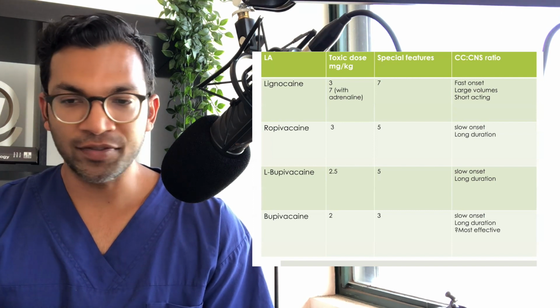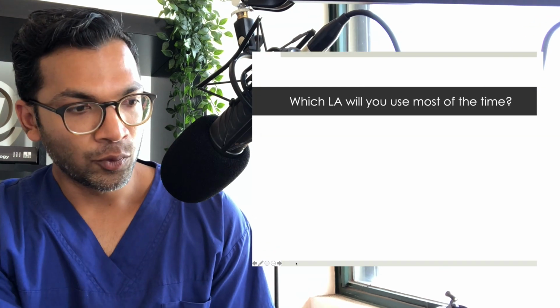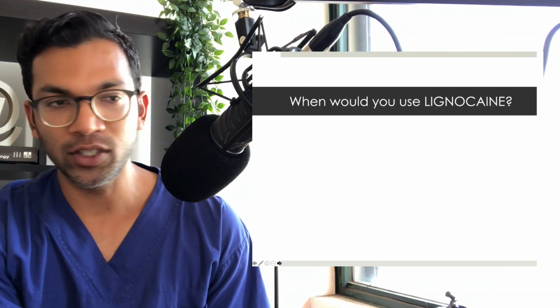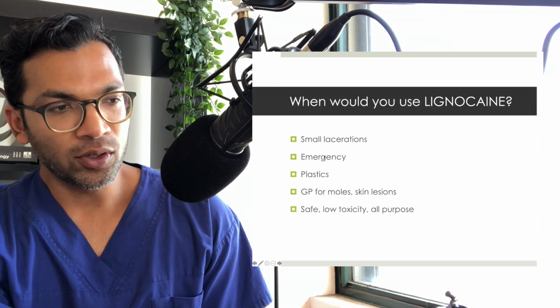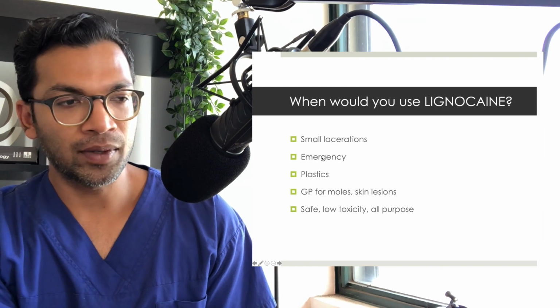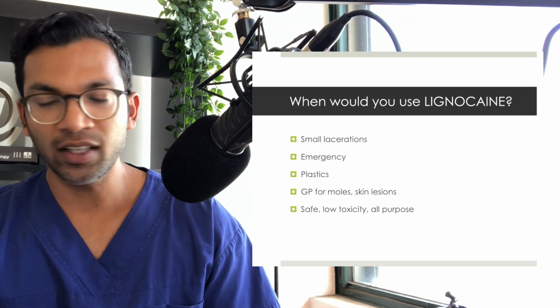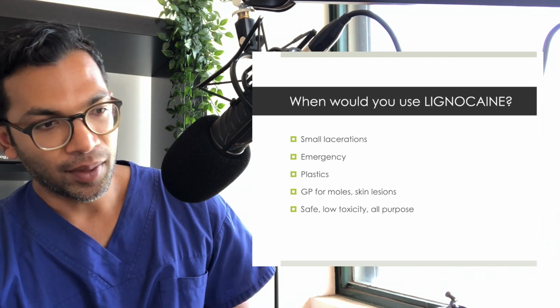So bupivacaine is fantastically effective, but it is horrendously toxic. Which local anesthetic will we use most of the time? So really it's lignocaine. Lignocaine is the one you'll use time and time again. And really it's for these small lacerations in the emergency department, maybe even in plastics. As you get a bit more senior, as you become a resident, they'll need you to do small procedures. You'll be using lignocaine constantly.